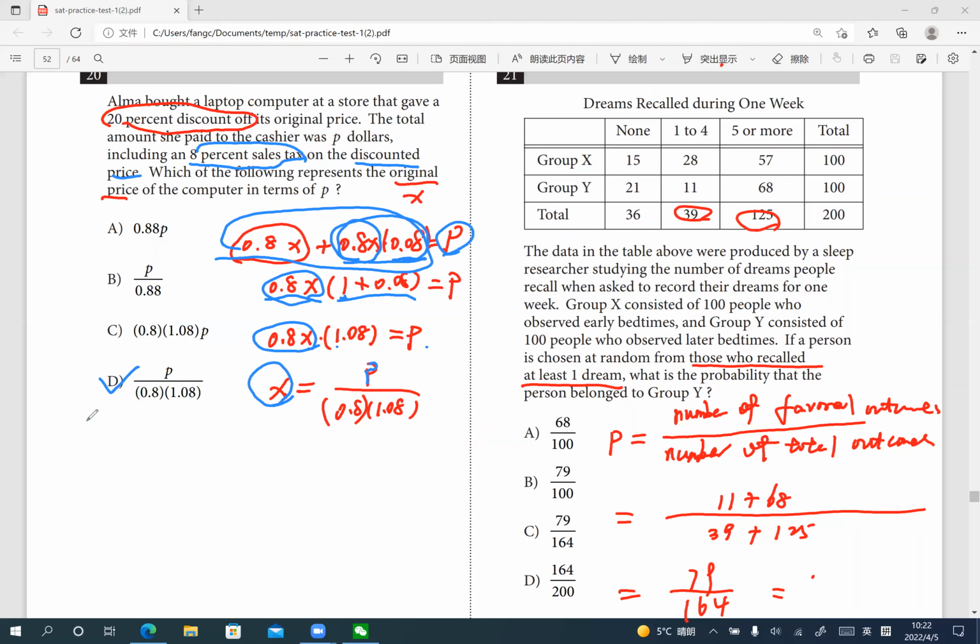Next question, 21. Dreams recorded during 1 week. The data in the table above were produced by a sleep researcher studying the number of dreams people recall when asked to record their dreams for 1 week. Group X consisted of 100 people who observed early bedtimes, and Group Y consisted of 100 people who observed later bedtimes. If a person is chosen at random from those who recorded at least one dream, what is the probability that the person belongs to Group Y?